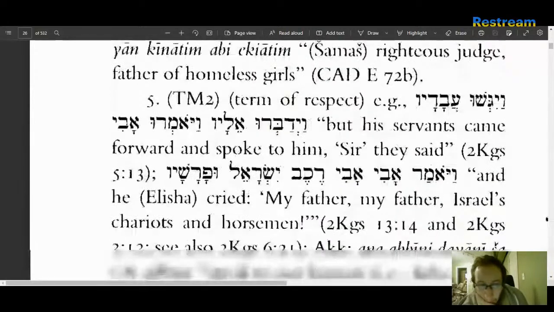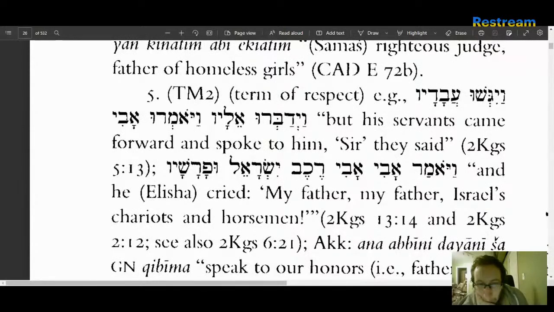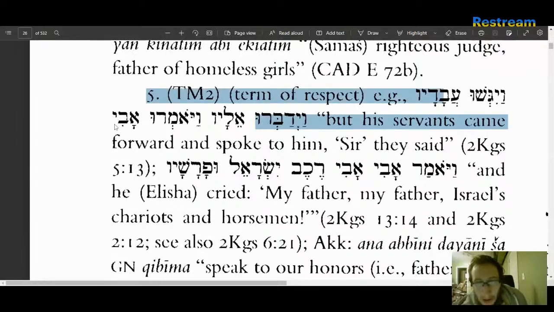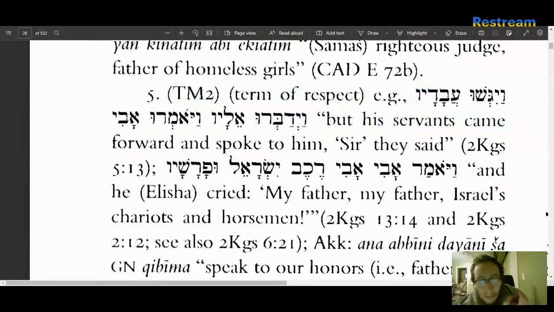Term of respect. Here it says in 2 Kings, his servants came forward and spoke to him. Sir, they said. That's how they translate it. But the actual word used is father. So they call Elisha father, or it might not be Elisha, but whoever is speaking here, to their master, they call him father.